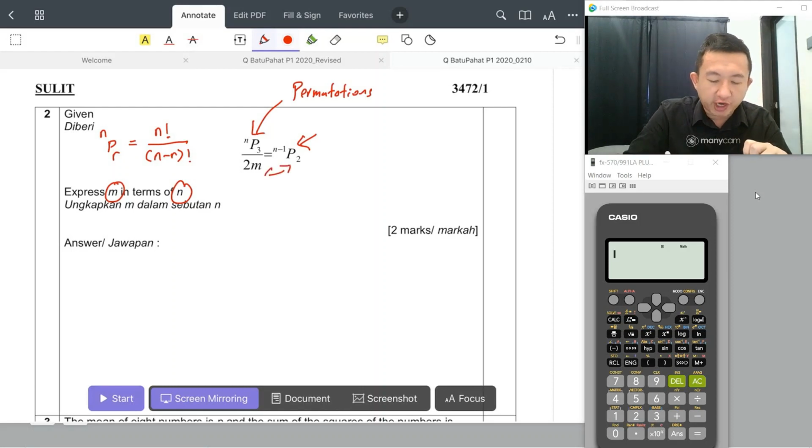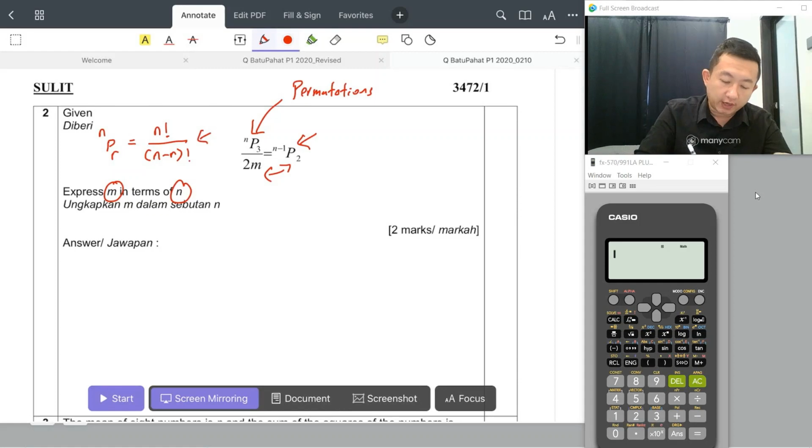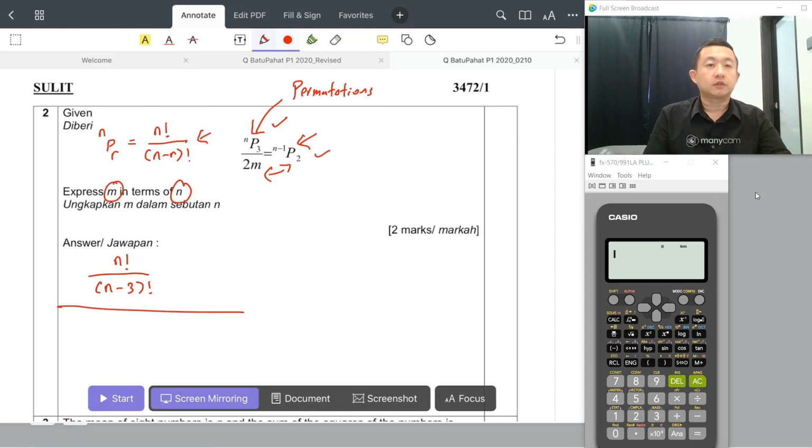We are going to change places between 2m and n minus 1 P2. So we have nP3, and we are changing to this formula: n factorial over n minus 3 factorial. Okay, we are done with nP3. Now we do n minus 1 P2 over, since we changed places. Do we write n factorial? No, because that is not n, but n minus 1, over, again, not n, but n minus 1 minus 2 factorial, equals 2m.